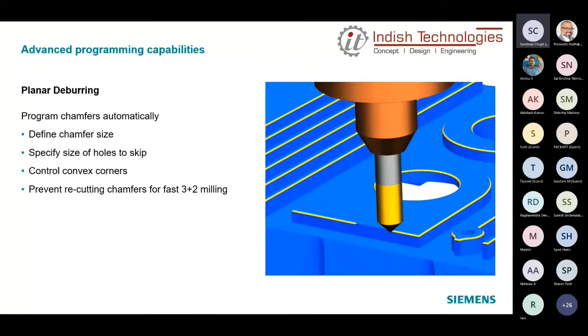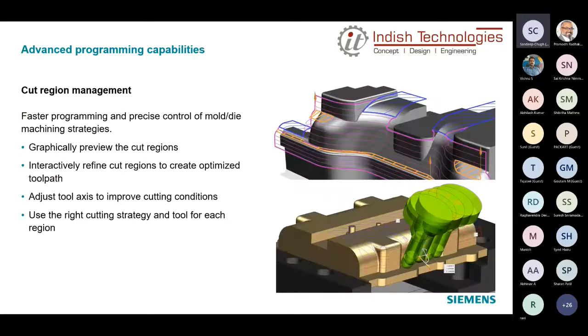We have the latest editions of deburring. You can do planar deburring, 3+2 deburring, 3-axis deburring, multi-axis deburring. You need not select anything. NX by default selects all the edges which require deburring. You just model the part with chamfer, without chamfer, anything, and NX will deburr it. It's just selecting the part and creating the operation. Nothing more than that. These advancements are coming every quarter, every six months.